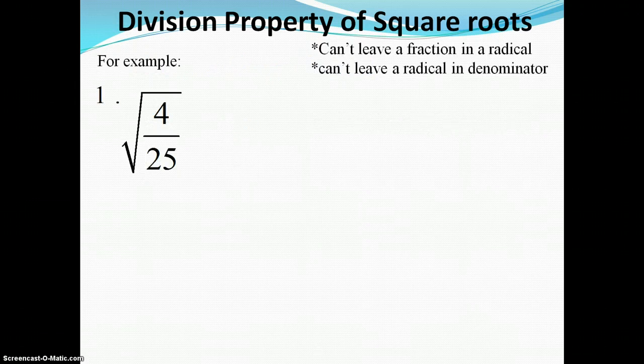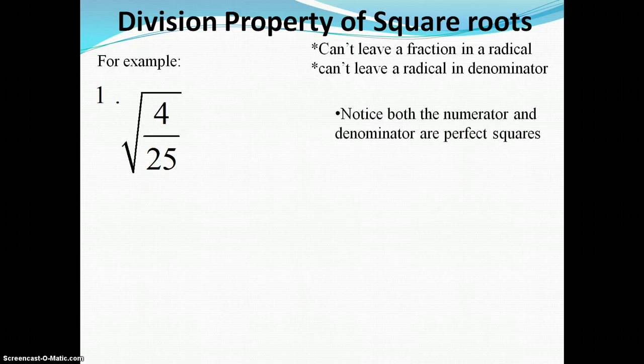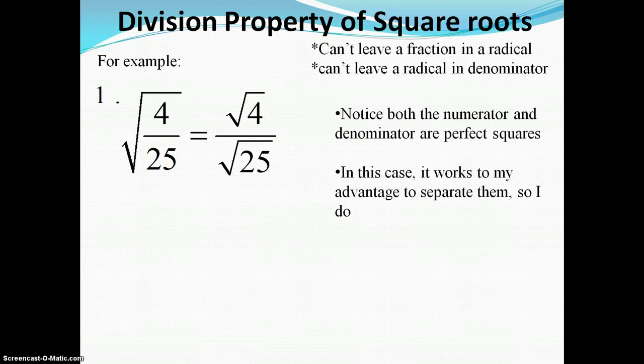Basically, what that means is, take a look at number 1 on your paper. If I've got the square root of 4 over 25, in this case I've got a fraction in the radical. I can't have that. That's against the rules. But in this case, I've got perfect squares. The 4 is a perfect square, and the 25 is a perfect square. So they're both together, and I separate them. What I get now is the square root of 4 over the square root of 25.